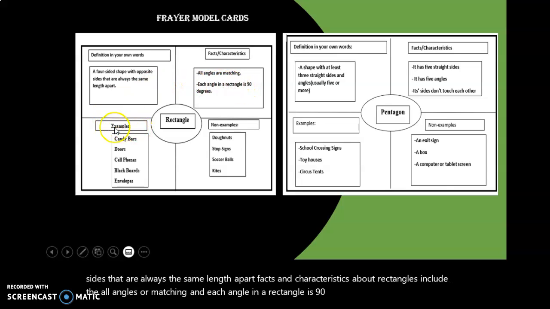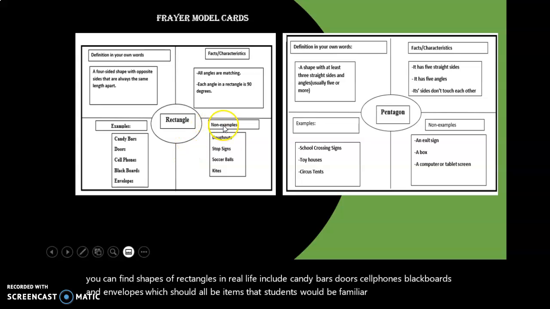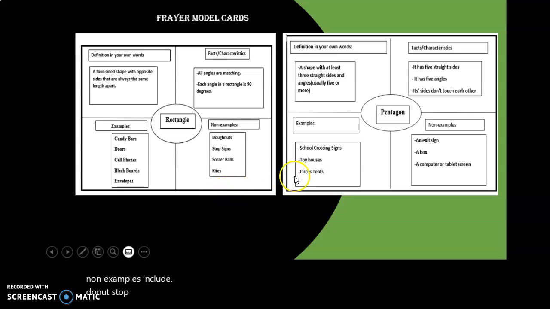Some examples where you can find shapes of rectangles in real life include candy bars, doors, cell phones, blackboards, and envelopes, which should all be items that students would be familiar with. Some non-examples include donuts, stop signs, soccer balls, and kites.